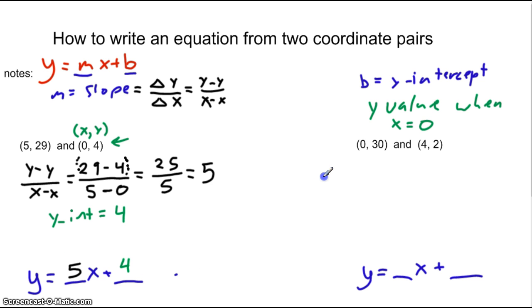So I'm going to pause this video real fast. I'm going to do this example. I would like you to pause it, try this example, and then when I resume playing, the solution should be all done and it should match your work.